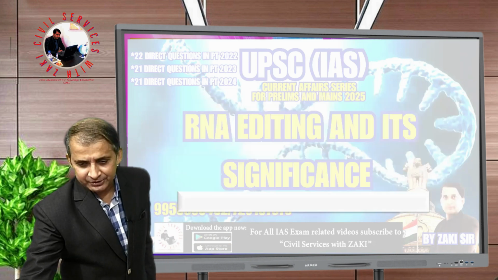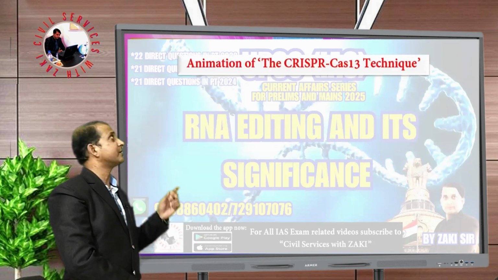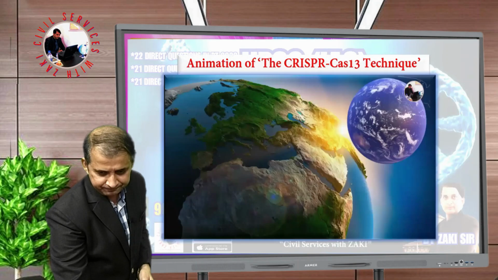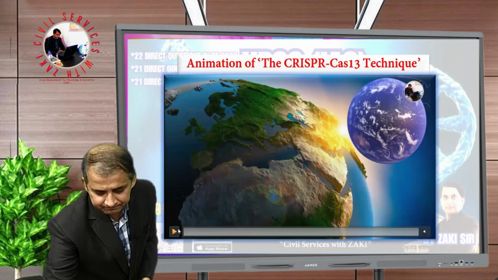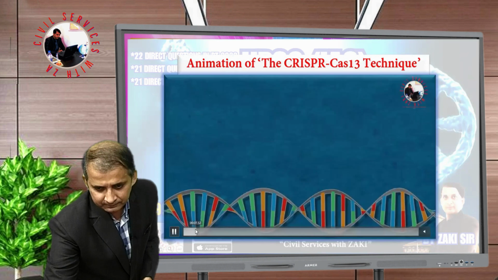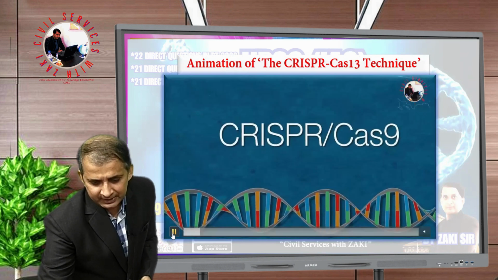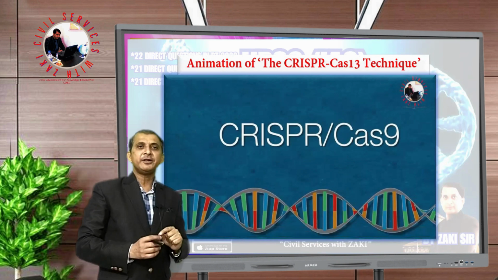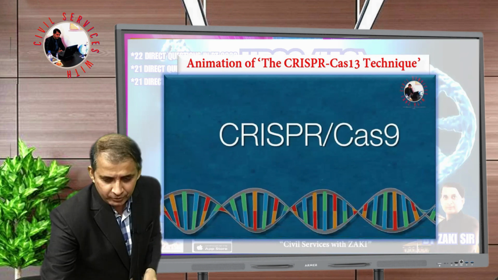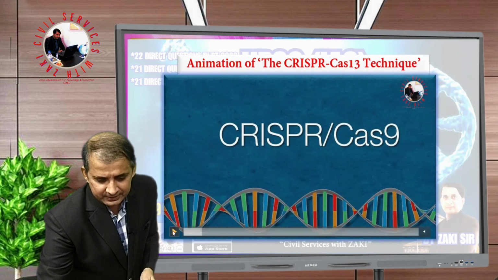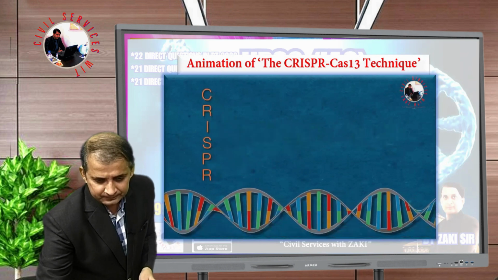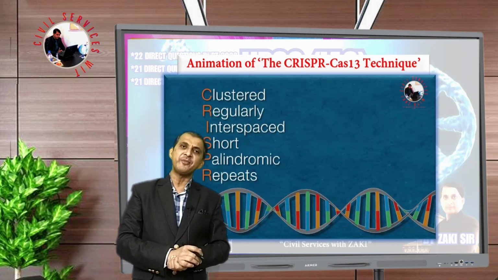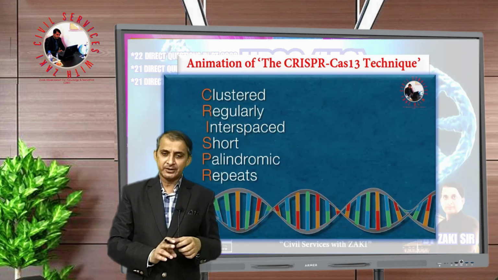We also have some animation about the CRISPR-Cas13 technique. So see here, what is this technique? As you know, CRISPR-Cas9 is specific for DNA editing. So what is CRISPR? CRISPR is clustered regularly interspaced short palindromic repeats. In short, it's called CRISPR.